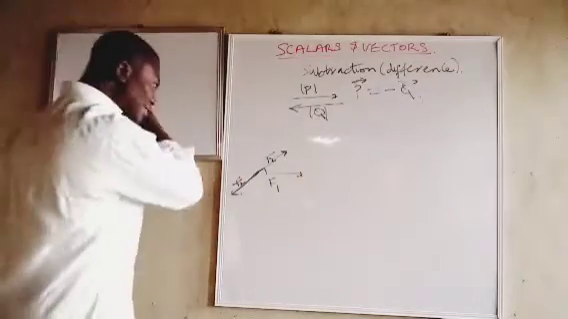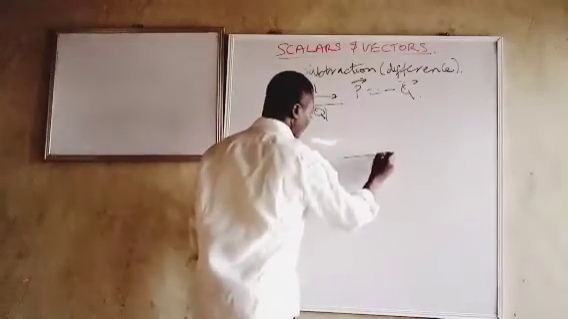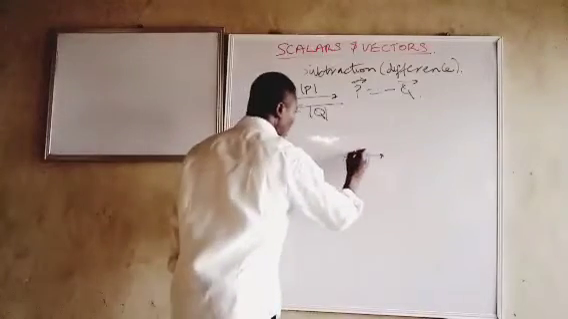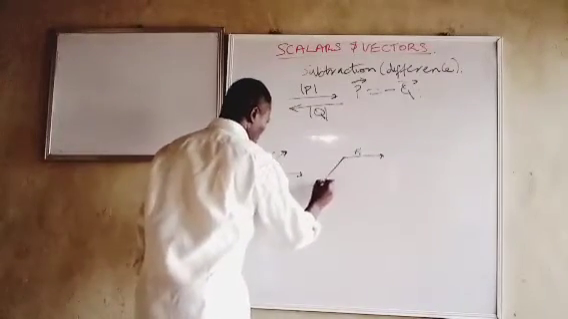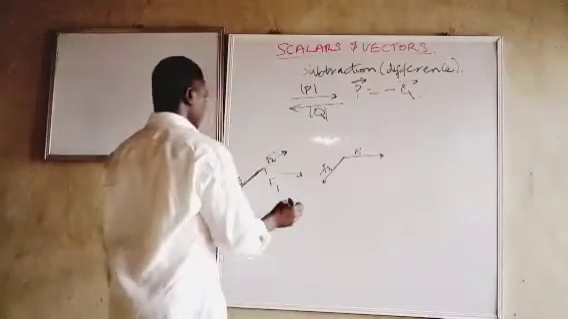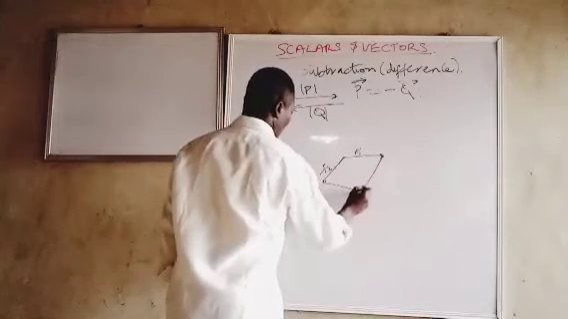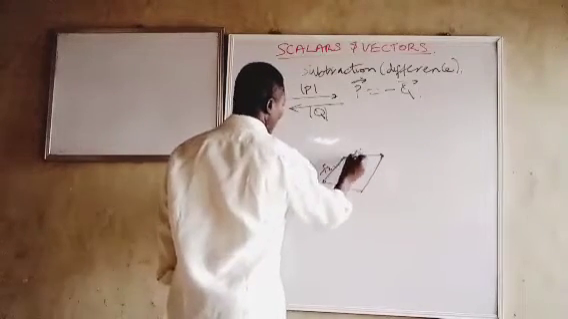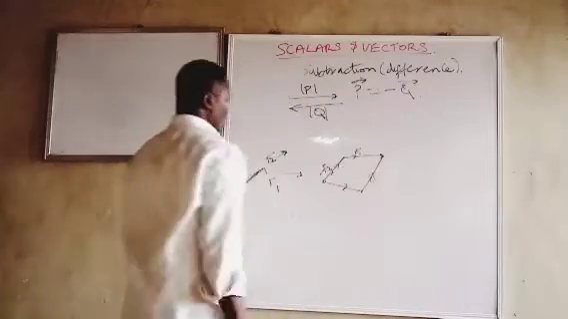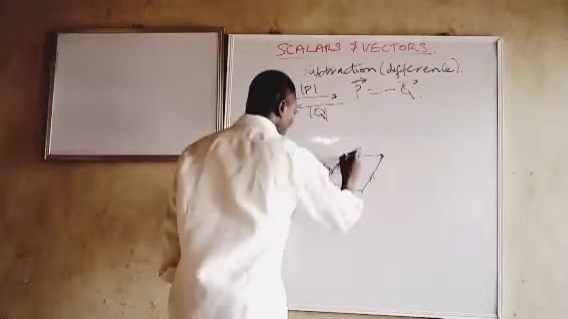So if I want to find F1 relative to F2, what do I do? I draw F1 like this. If I want to use the parallelogram law, I will draw F1 and minus F2. And then I will now draw this one. This one will be parallel to this one. This one will be parallel to this one too. You know, this is the angle between them. Now, this will be the resultant.